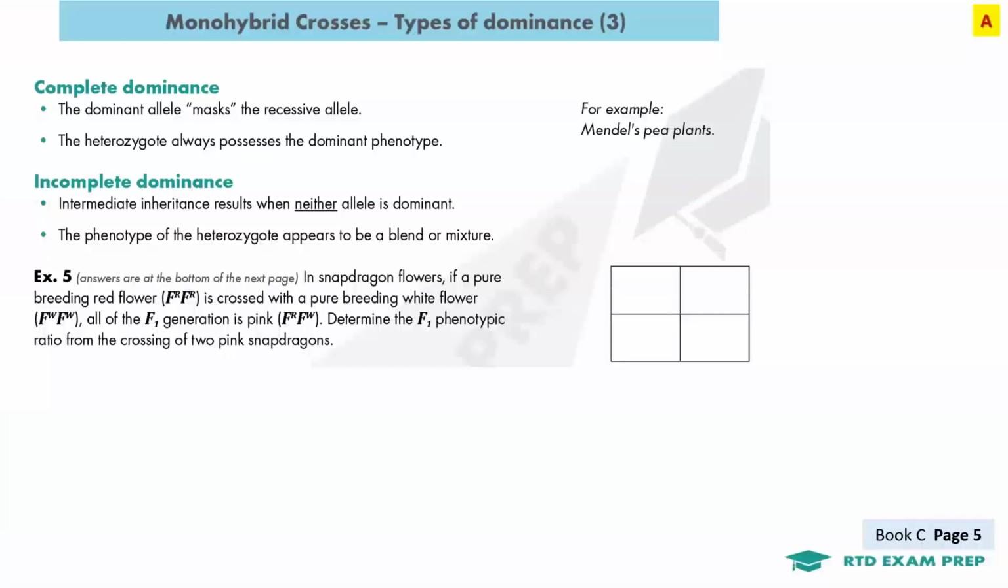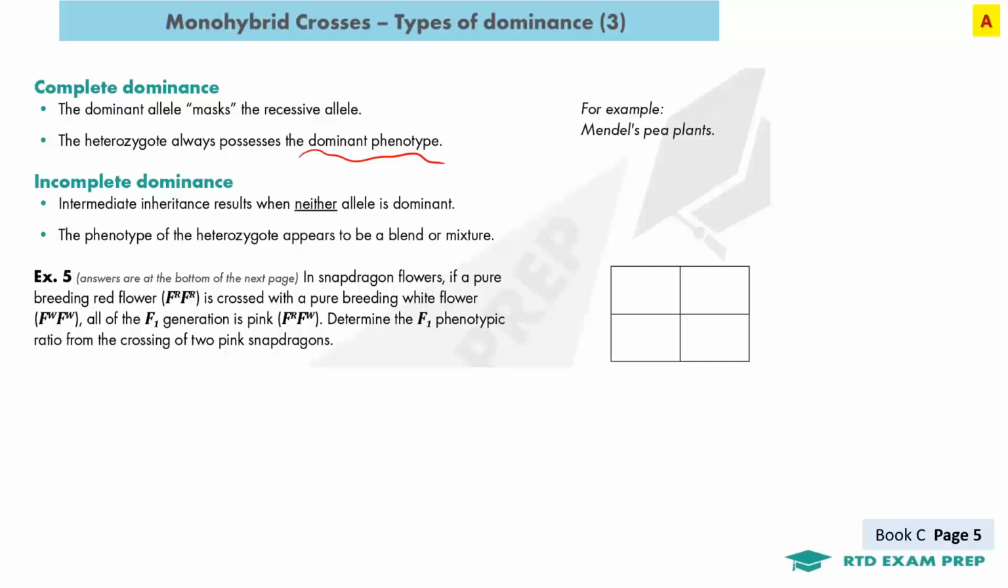Continuing with another type of dominance, we've got complete dominance and incomplete dominance. Complete dominance is what we've been doing so far, where one dominant allele masks the recessive allele. The heterozygote always shows the dominant phenotype. There's also incomplete or intermediate inheritance, where neither allele is dominant.